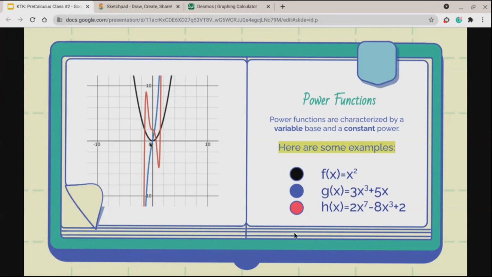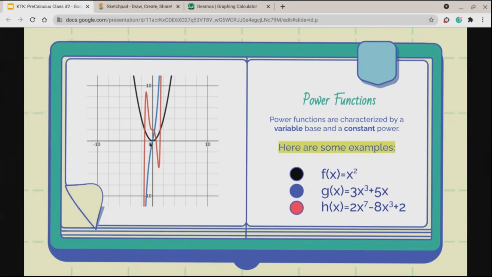And lastly, you have this strange looking one, which is 2x to the power 7 minus 8x to the power 3 plus 2. And we're going to go over that in the polynomial functions unit, but it still counts as a power function: a variable base and a constant power.